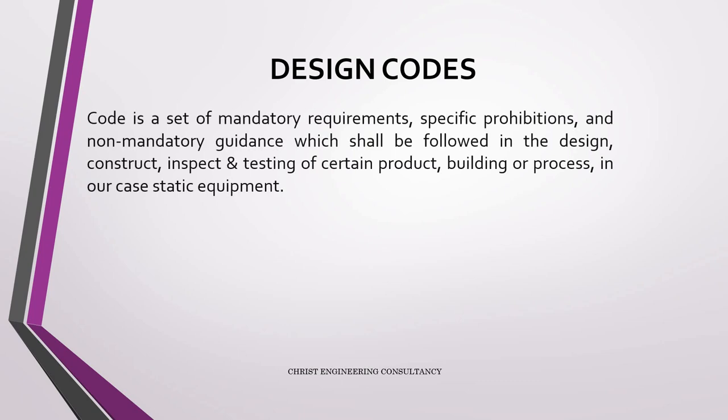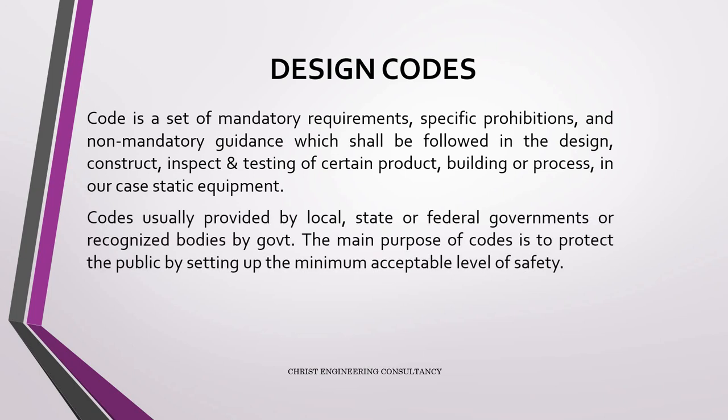Now let us see what is the meaning of design code. Code is a set of mandatory requirements, specific prohibition, and non-mandatory guidance which shall be followed in the design, construction, inspection, and testing of certain product, building or process, in our case static equipment.